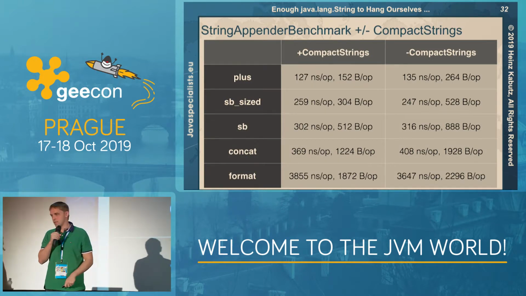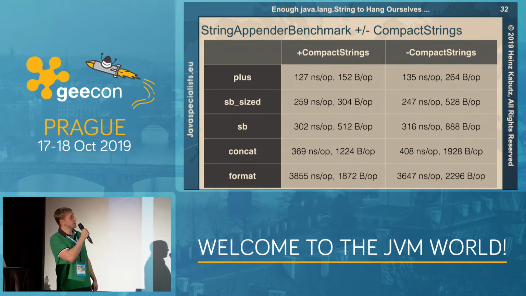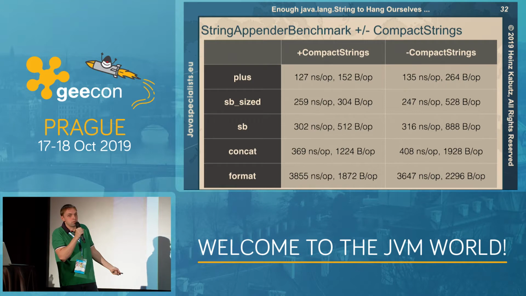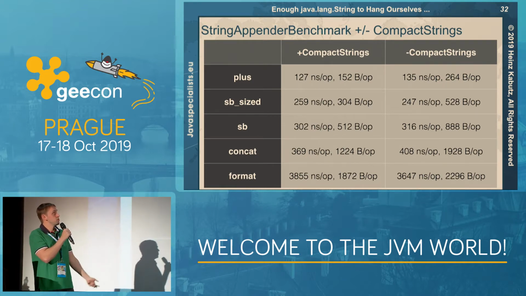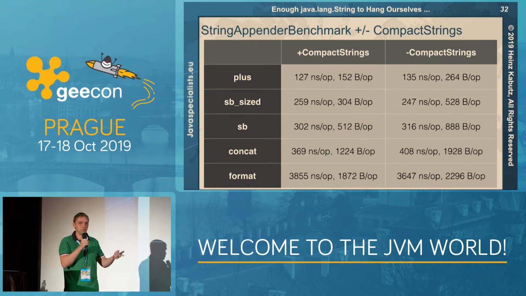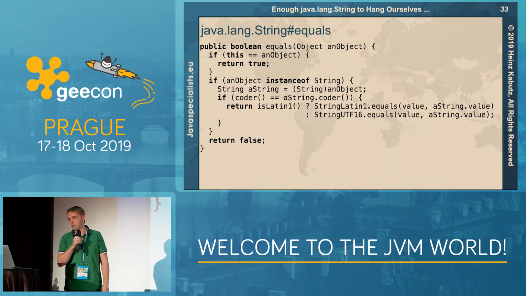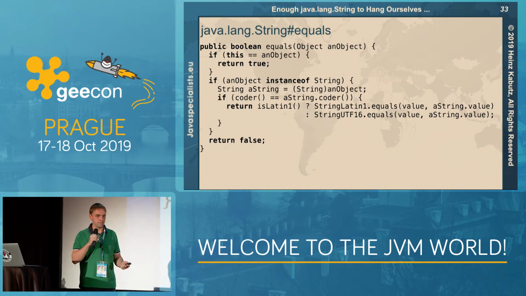So we did some more benchmarking of how compact strings affect things. If you have compact strings, you allocate fewer bytes, because strings are, in this particular case, compressible. If you allocate more bytes, it costs you performance, because you have to copy and move more. So it's a win when you can have it. It's amazing how bad String.format is. Don't ever use String.format, right?